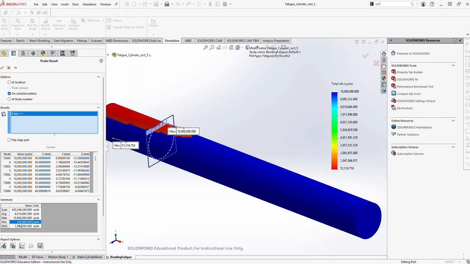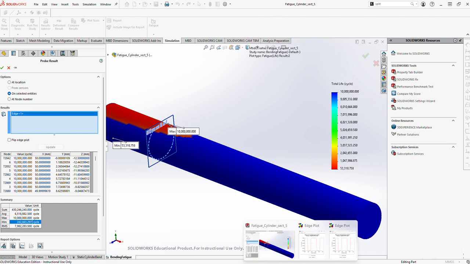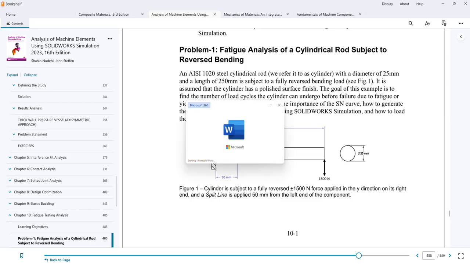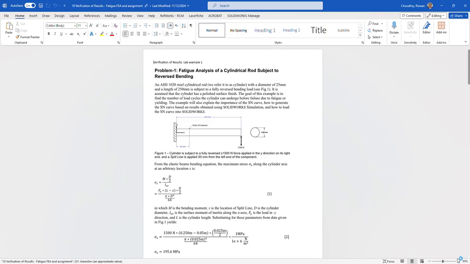But in terms of the actual number, we have got the summary of that region over here. And it is 242,000 cycles approximately. So this is the number that we will be comparing with our hand calculations. And to compare against the hand calculations, we need to carry out the analysis using the beam equation.